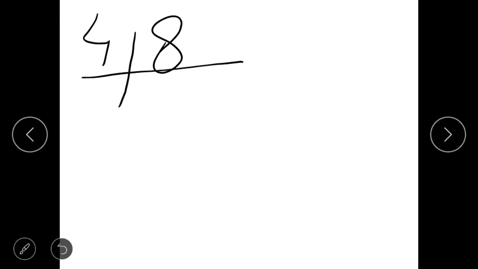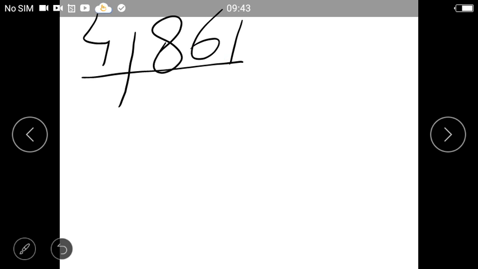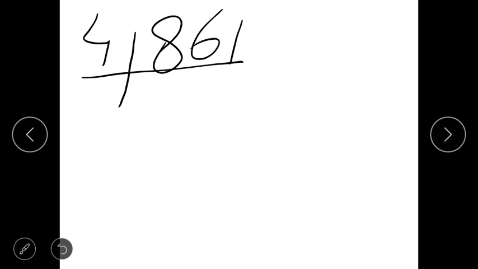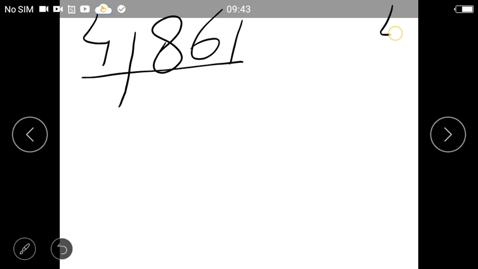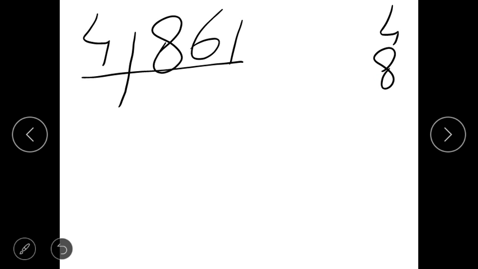Now children, what you have to do? Here 4 is the divisor and 861 is the dividend. So you have to read the table of 4. 4 ones are 4 and 4 twos are 8. So if 4 goes 2 times, we get the number 8, which is given in the 100th place. So here you have to write 2.